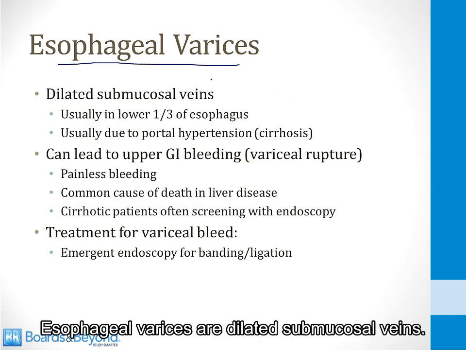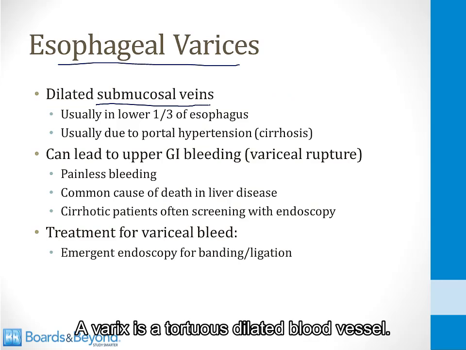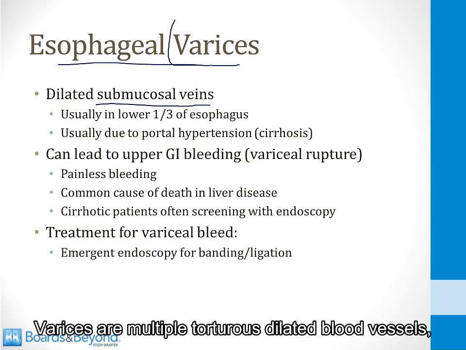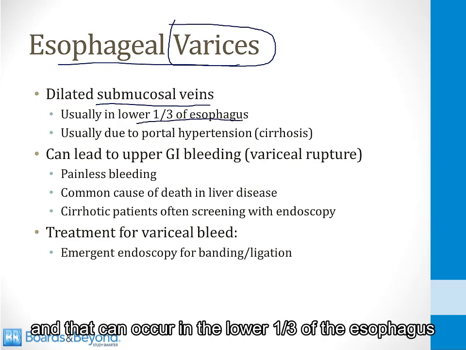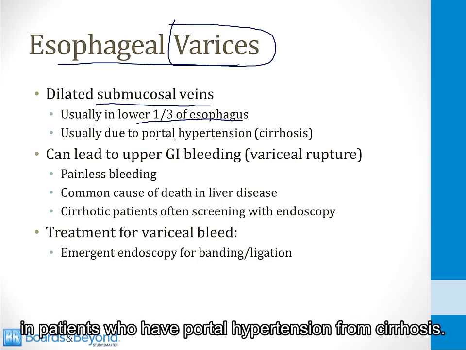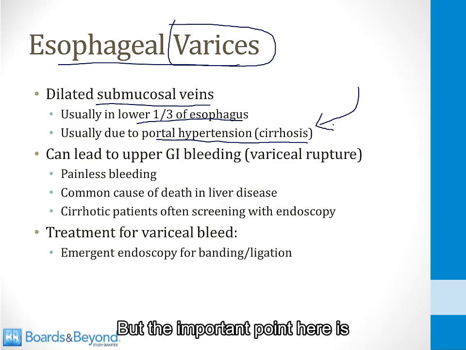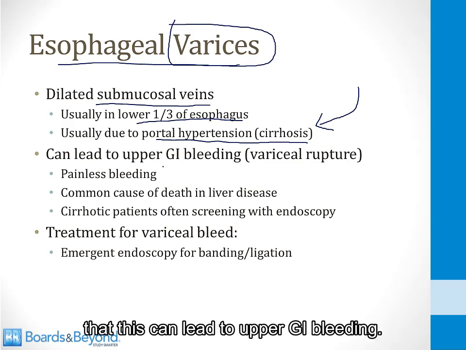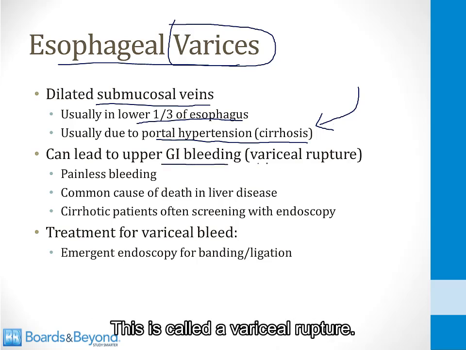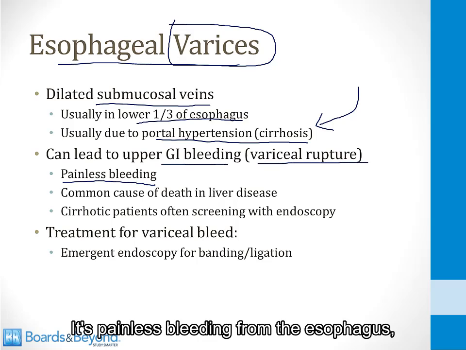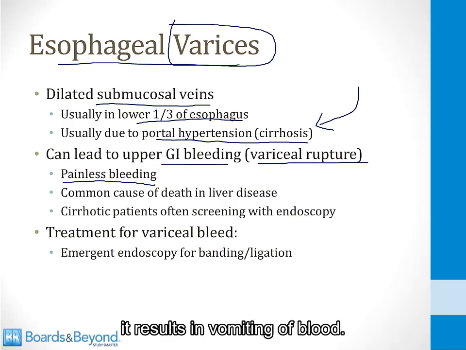Esophageal varices are dilated submucosal veins. A varix is a tortuous dilated blood vessel. Varices are multiple tortuous dilated blood vessels, and that can occur in the lower third of the esophagus in patients who have portal hypertension from cirrhosis. I talk about the mechanism of these varices in more detail in the module on cirrhosis, but the important point here is that this can lead to upper GI bleeding. This is called a variceal rupture. It's painless bleeding from the esophagus. It results in vomiting of blood.